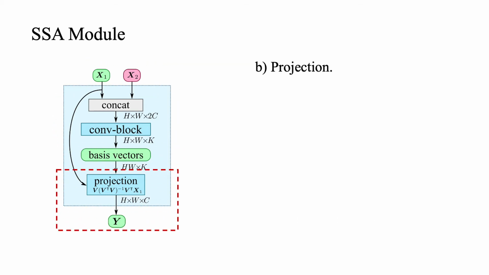The second step is projection. Given the aforementioned matrix V whose columns are basis vectors of a k-dimensional signal subspace, we can project the image feature map X1 onto V by orthogonal linear projection with matrix P. The matrix P can be written as. Finally, the image feature map X1 can be reconstructed in the signal subspace as Y, given by.